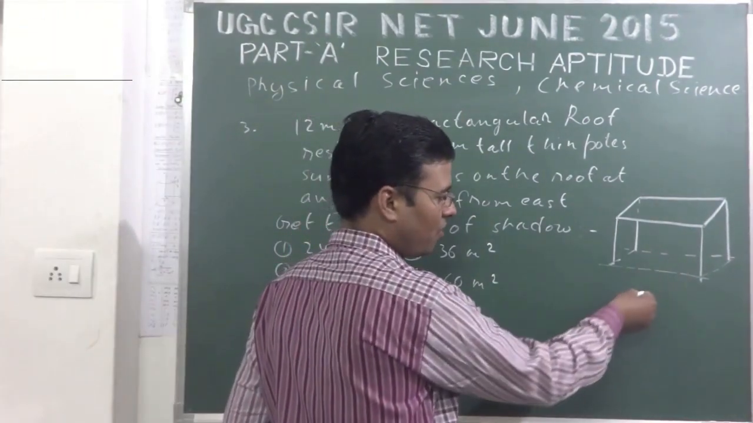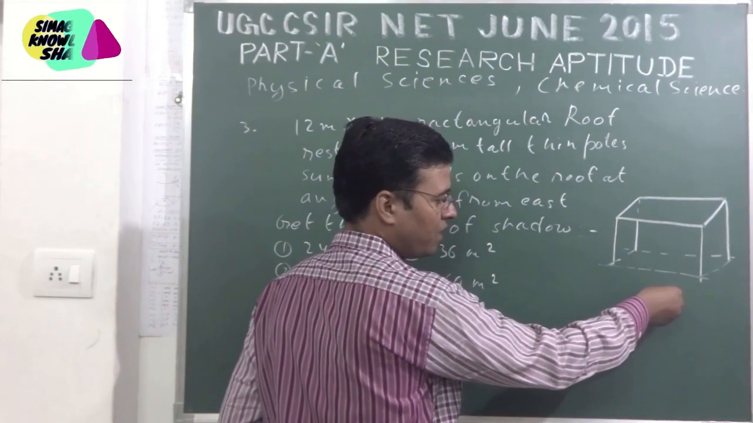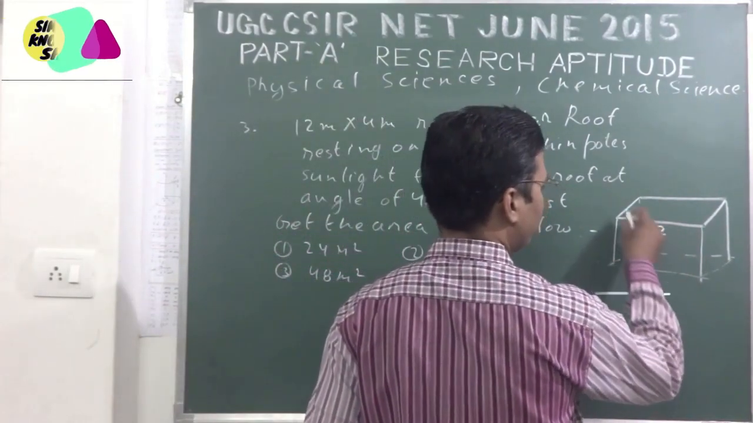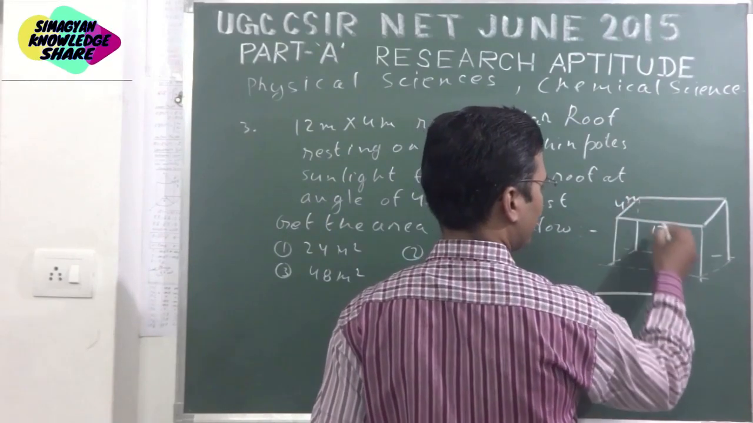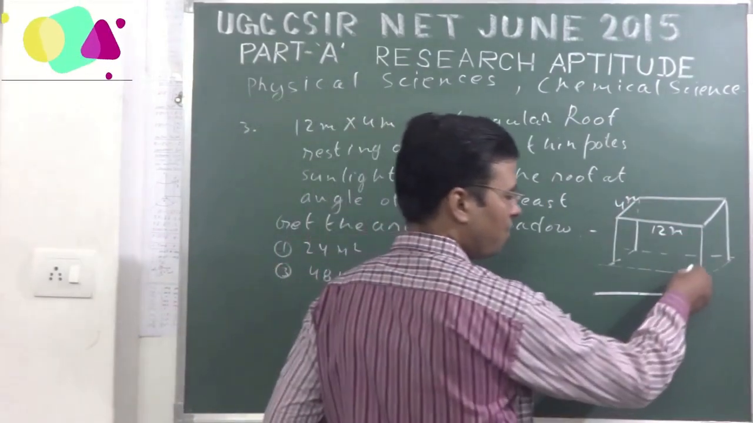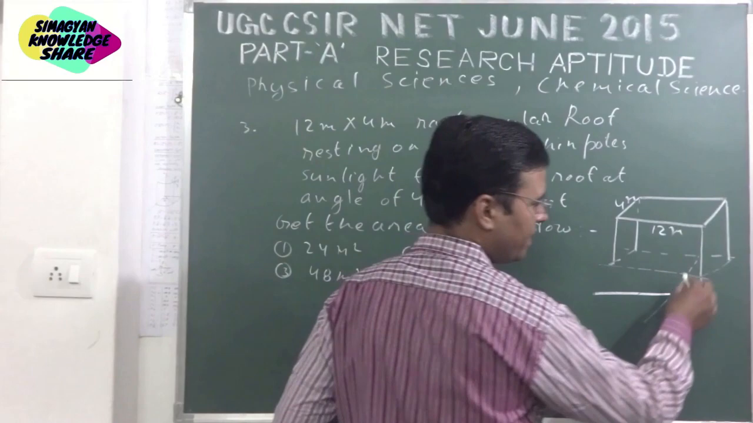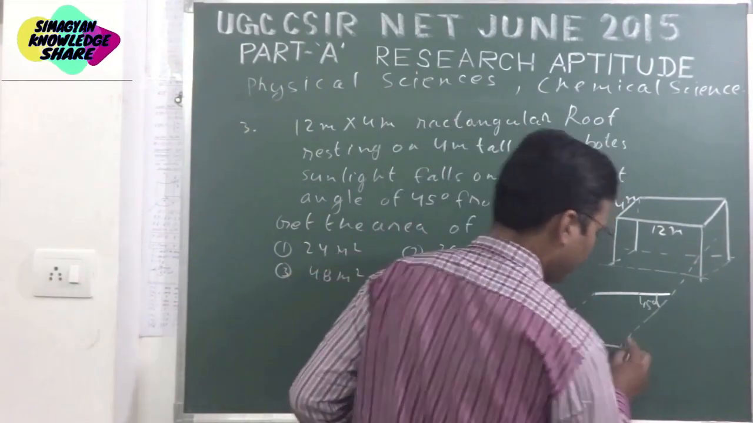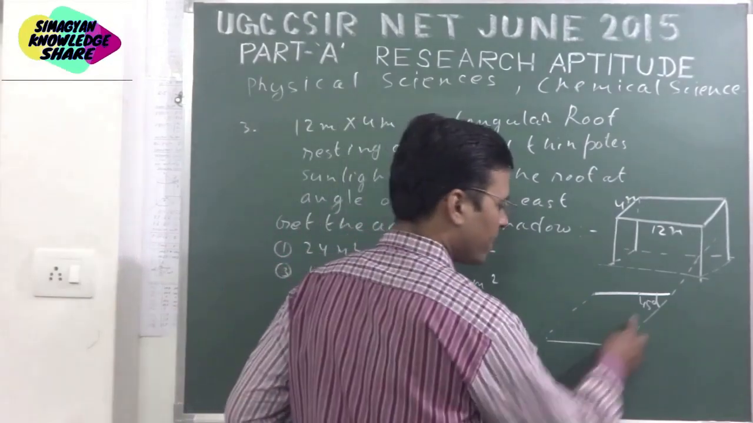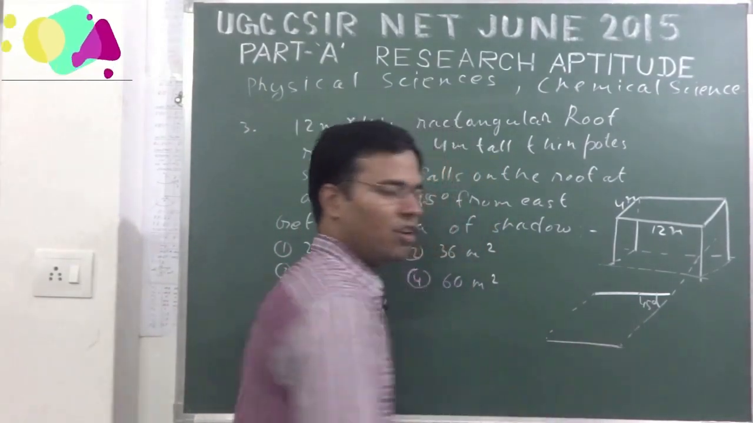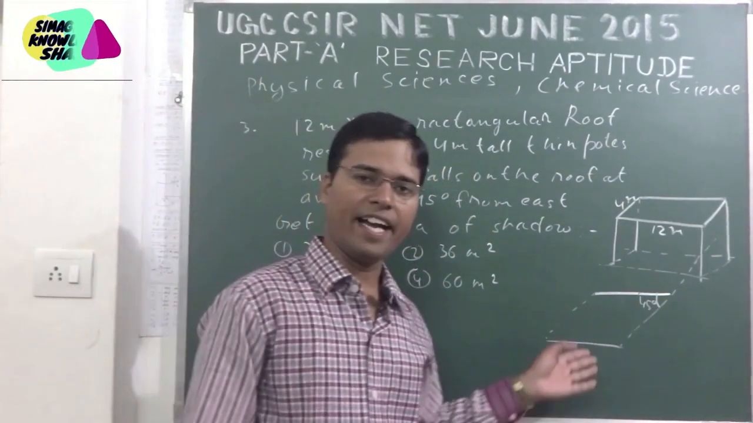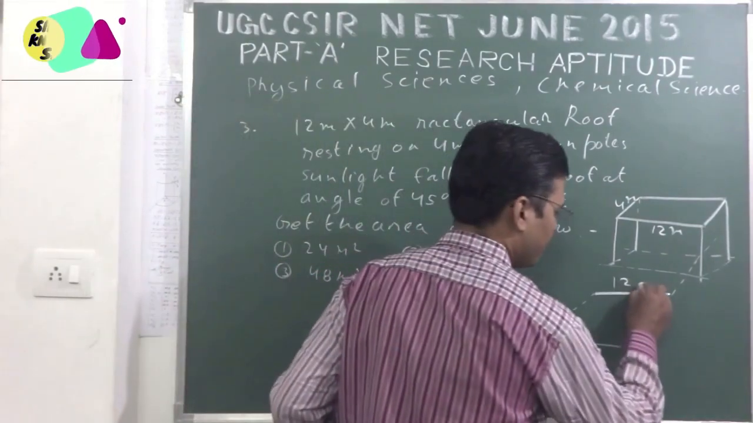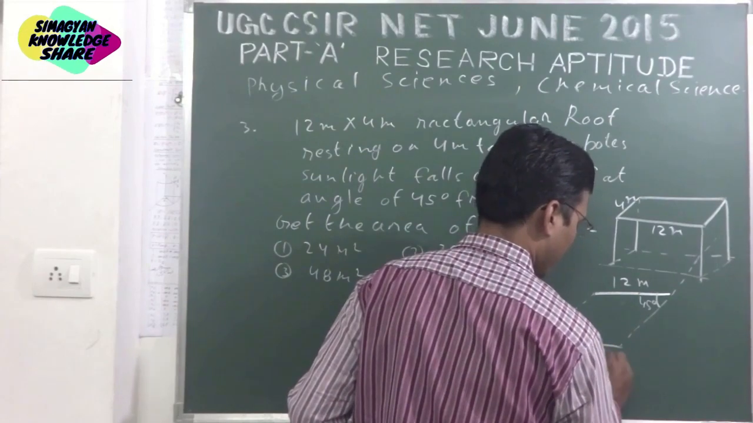Now again draw the picture of this roof in two dimensions. This side is 12 meter, this side is 4 meter. When sunlight falls at a 45-degree angle, then the shadow size would be the same because it forms a parallelogram. So the opposite sides of a parallelogram would be equal, same, 12 meter, 12 meter.